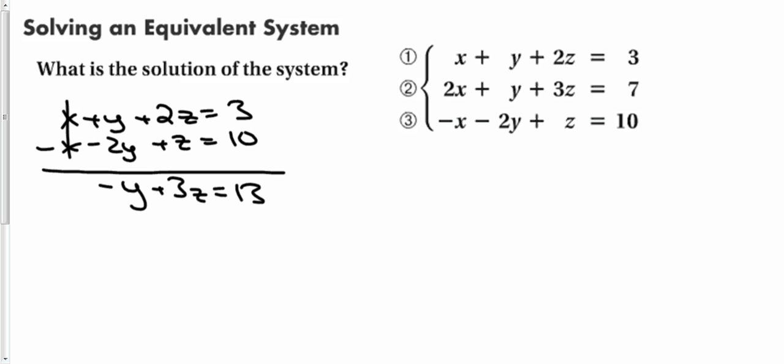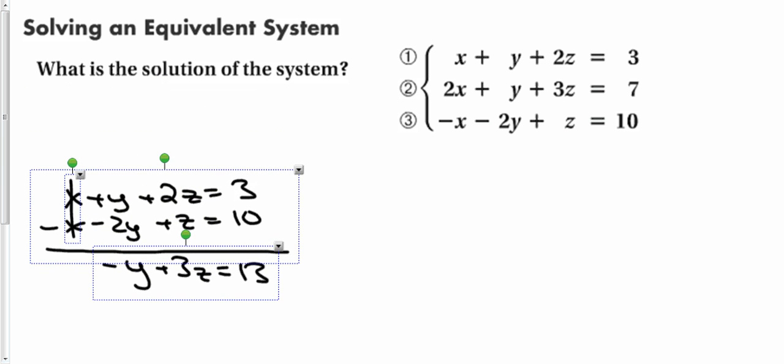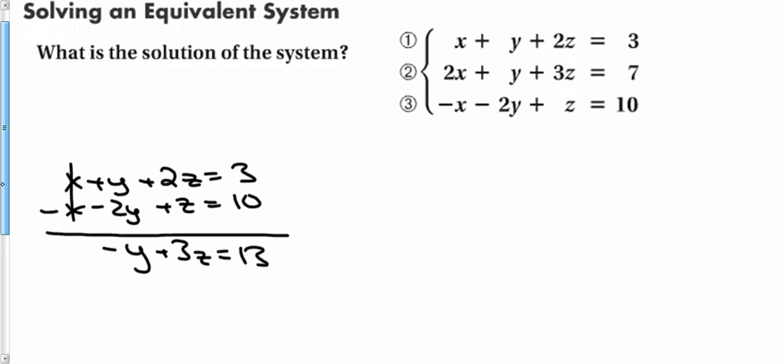So now we have an equation with y and z. Let me double check, make sure I did everything right. 3z minus y. Okay. So now we have an equation with y and z. Let me move it down a little bit. Okay. So we have an equation with y and z.